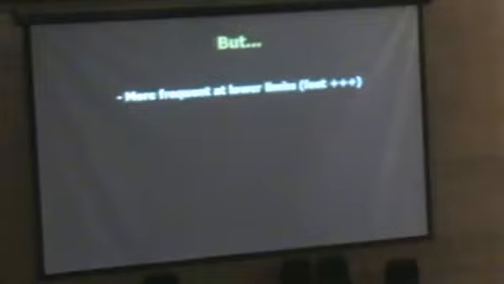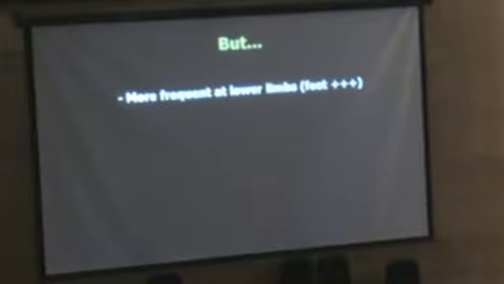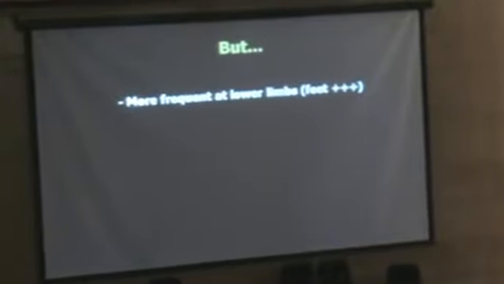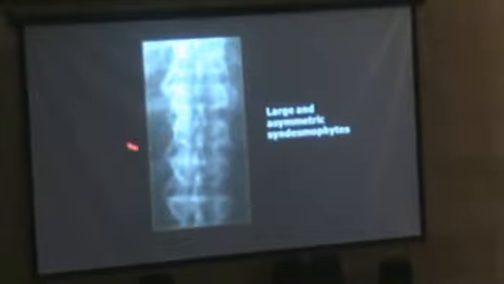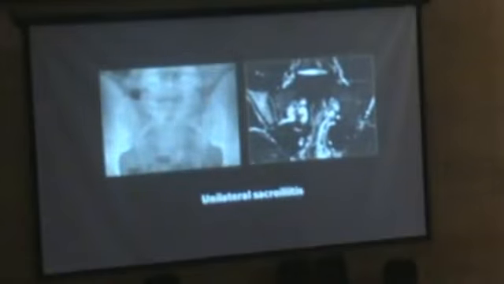But reactive arthritis is more frequent in the lower limbs, and psoriatic arthritis in the hands. So remember: upper limb, psoriatic arthritis; lower limb, reactive arthritis. Involvement of the distal interphalangeal joint is rare, as well as of the digital tufts. We see an example of a large and asymmetric syndesmophyte here in a case of reactive arthritis. And this is another case that I want to show you, of unilateral sacroiliitis in a subject with reactive arthritis.